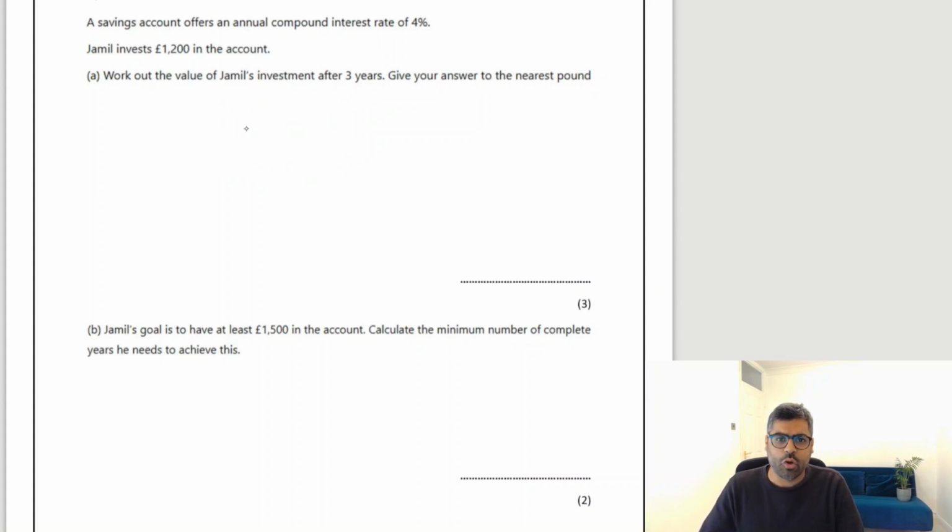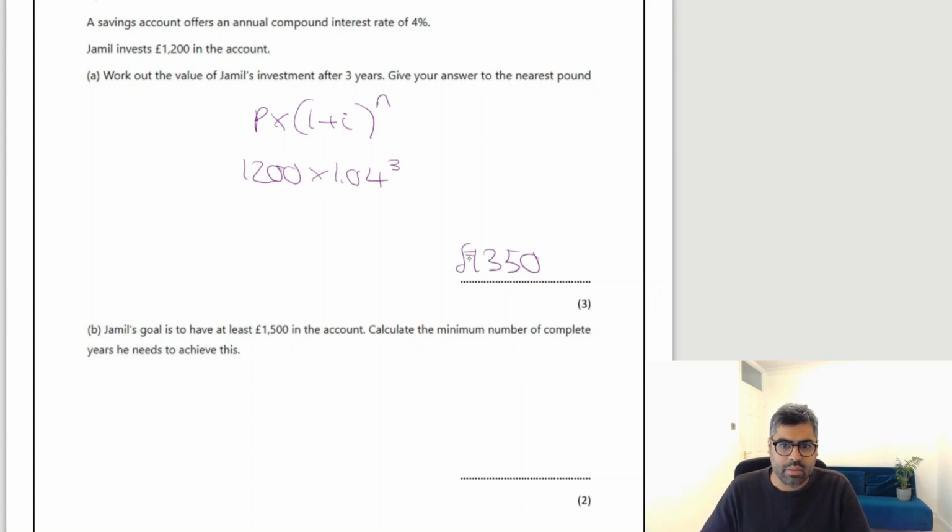So our formula for compound interest is our principal times by 1 plus the interest rate to the power of n. Now we need to write our interest rate as a decimal. So we have 1,200. Our interest rate as a decimal is 0.04. We're going to add that to our 1 to get 1.04. And our number of years is 3. So we put this into our calculator, which gives us 1,350 to the nearest pound.